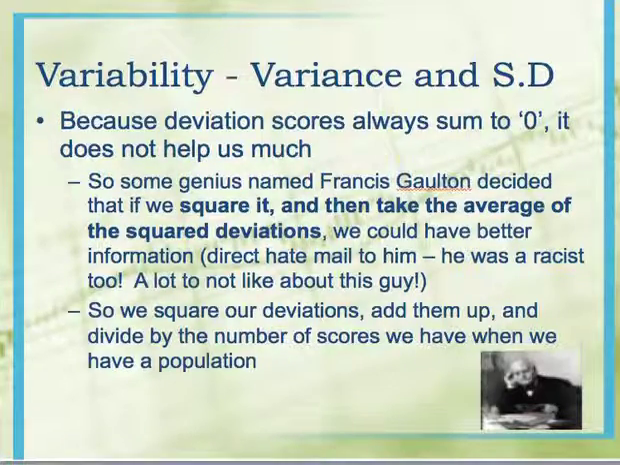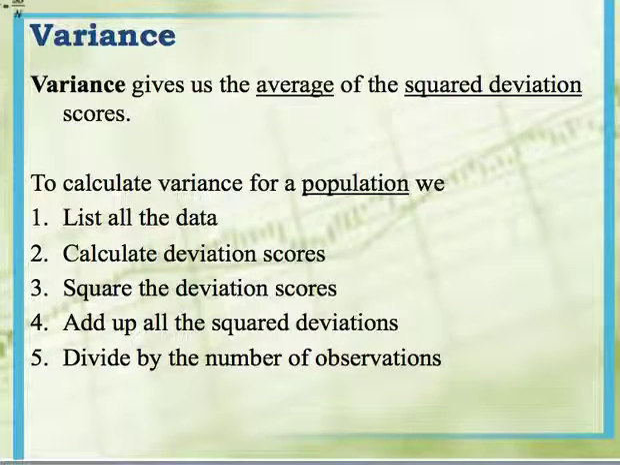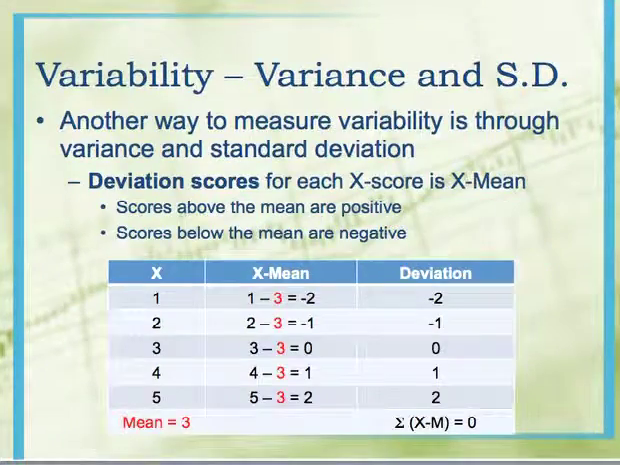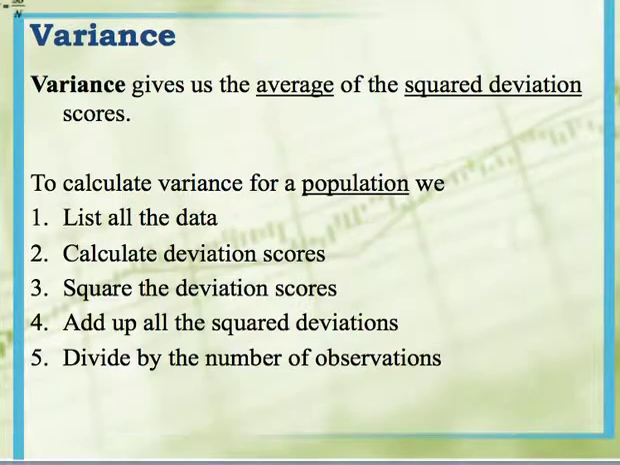So if we square our deviations and add them up and divide by the number of scores we have, then we have a population variance. So variance gives us the average of the squared deviation scores. So going back to this, these are my deviation scores. If I square these, I'm going to get rid of those negative signs.